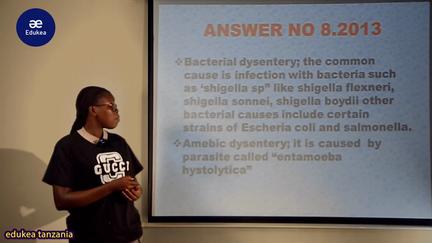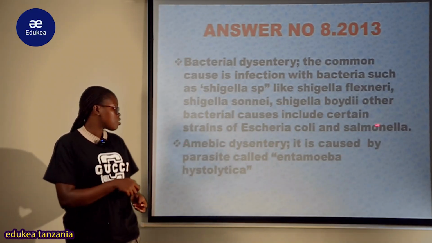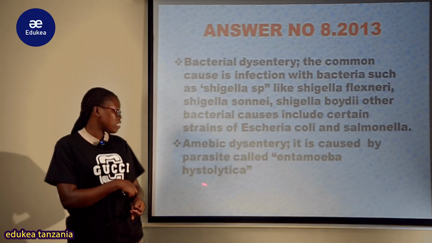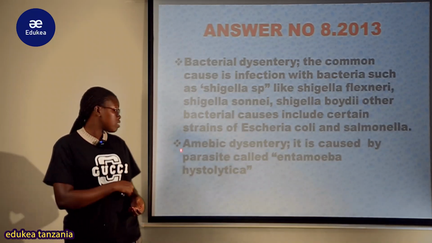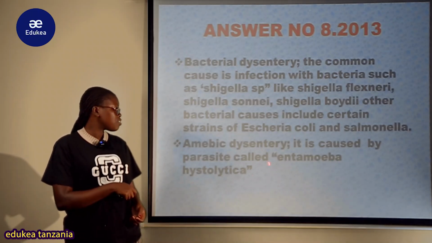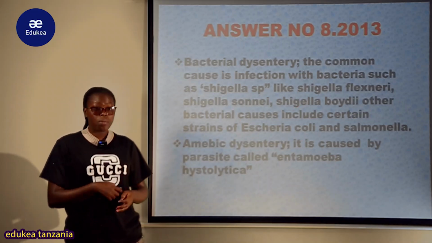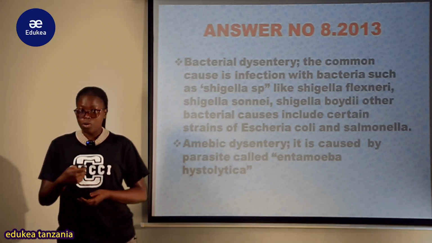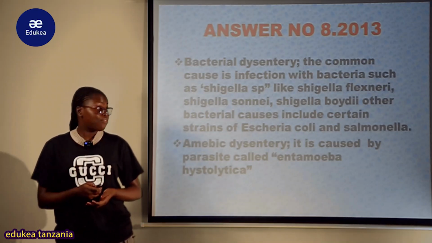Na vile another form of dysentery ni amoebic dysentery, which is caused by the parasites called Entamoeba histolytica ambayo anapelekea ugonjwa wa amoeba. So these are the causative agents. Kuna this Entamoeba histolytica, kuna Salmonella typhi, kuna Escherichia coli pamoja na Shigella species. So all are the answers, so you can use them kwa sababu hawajaclassified.